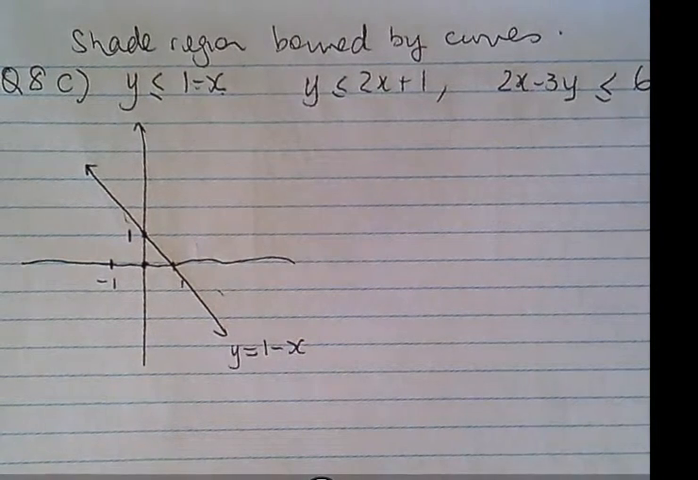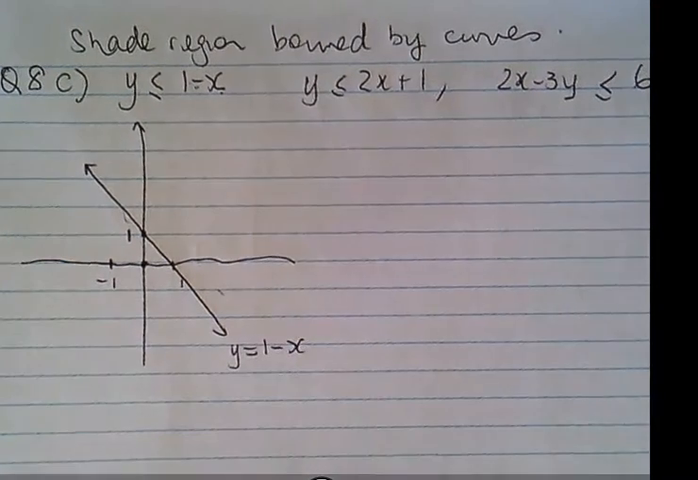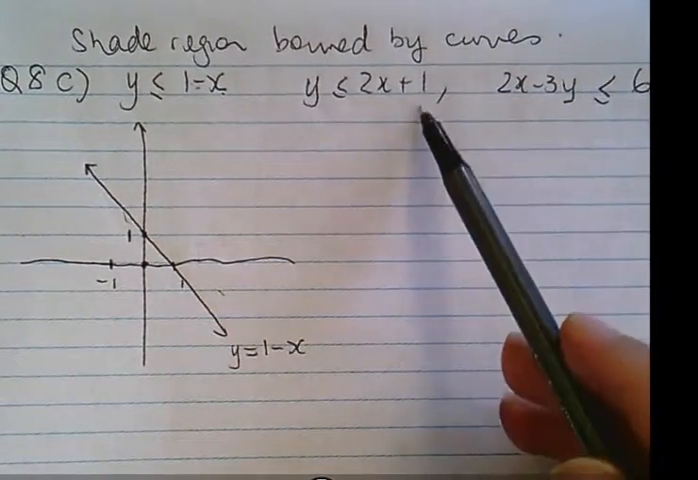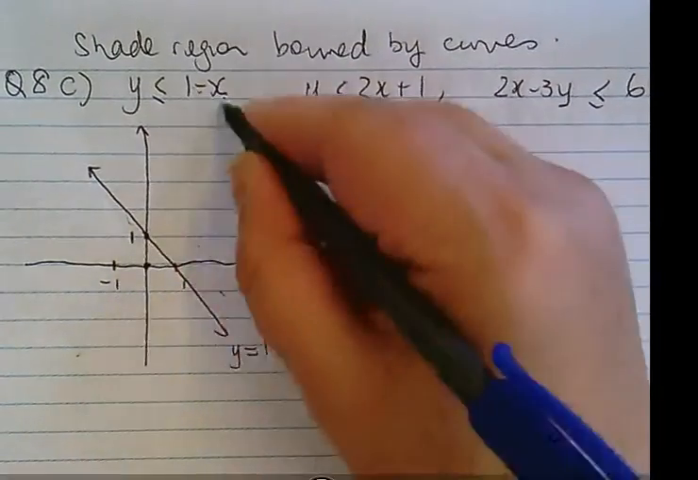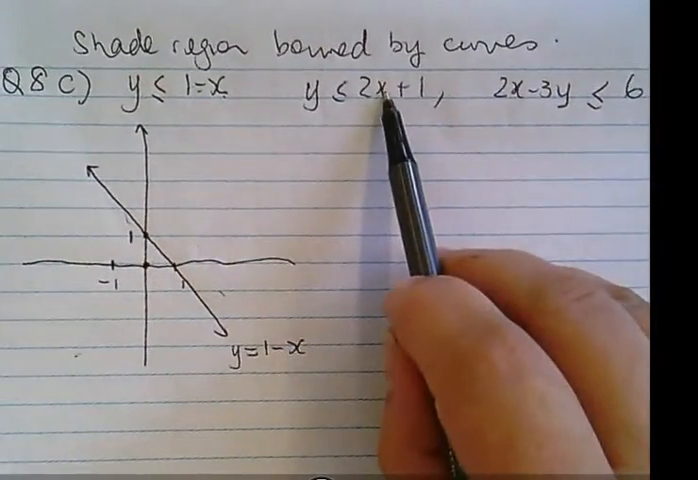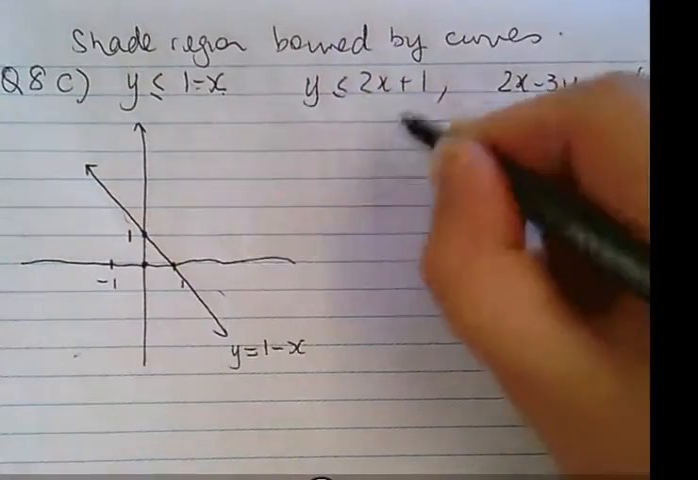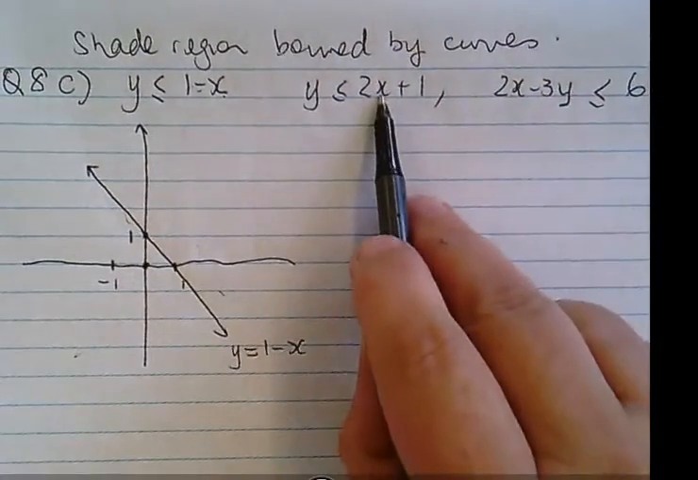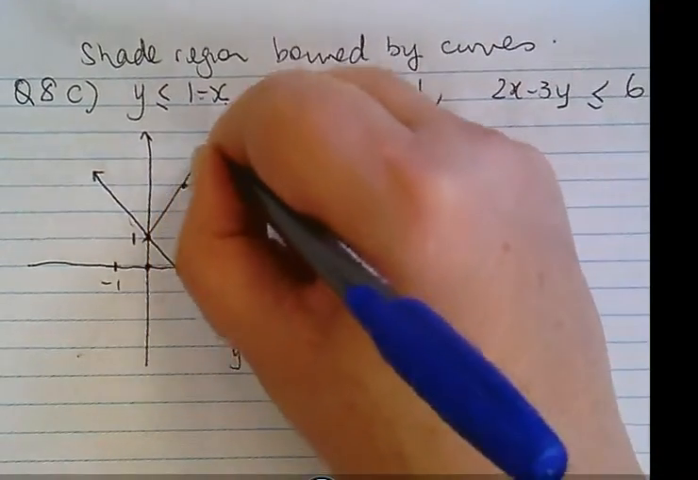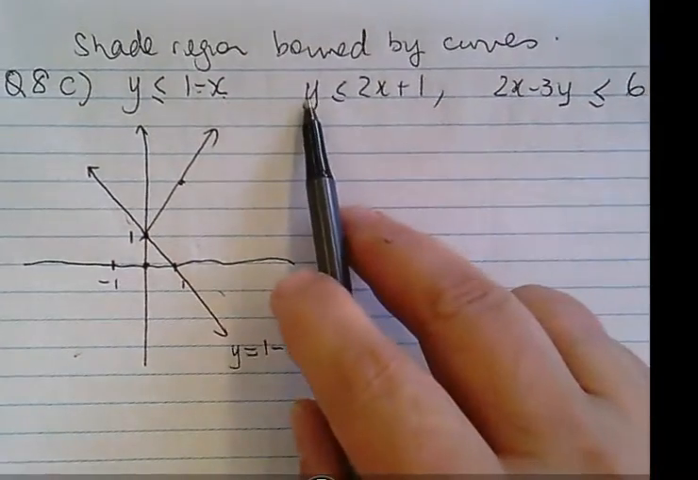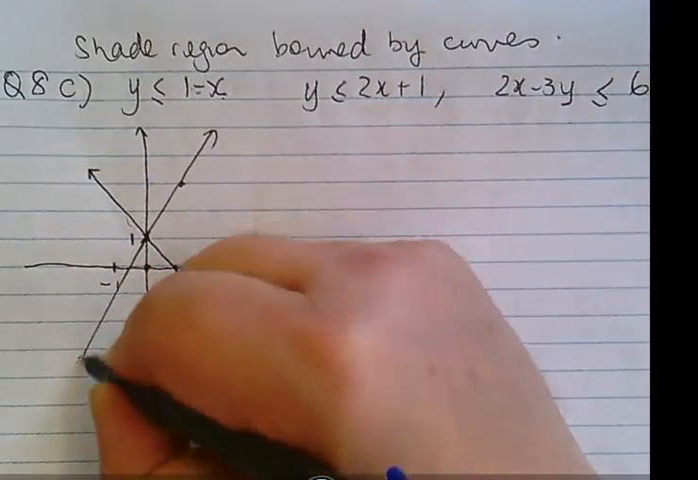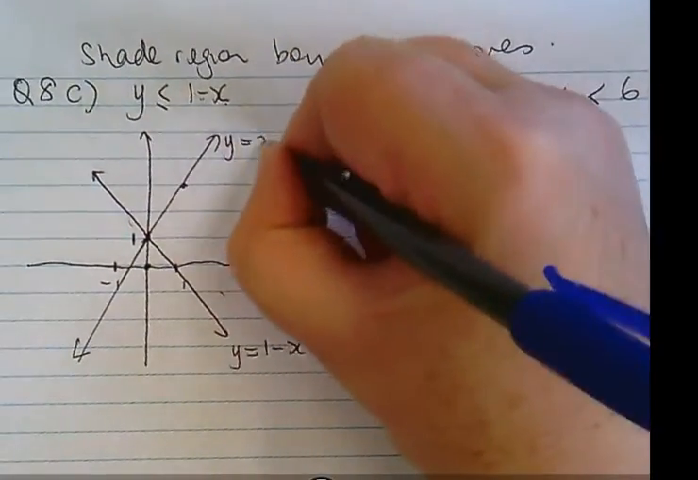So we want to sketch the equal graphs first. Sketch y equals 1 minus x. Sketch y equals 2x plus 1. Just think, what does it look like? Y-intercept is 1. Positive gradient of 2. We're just going to sketch another point. When x is 1, what's y? It's 3. That's the second line. When y is 0, we get x is negative a half. So that's your second line, y equals 2x plus 1.